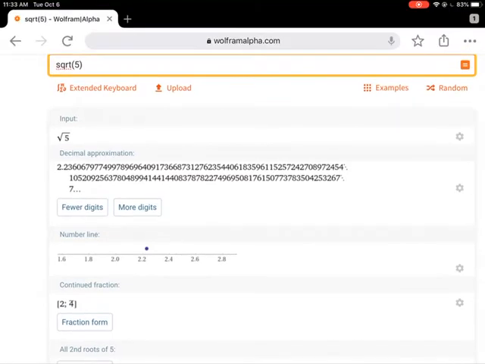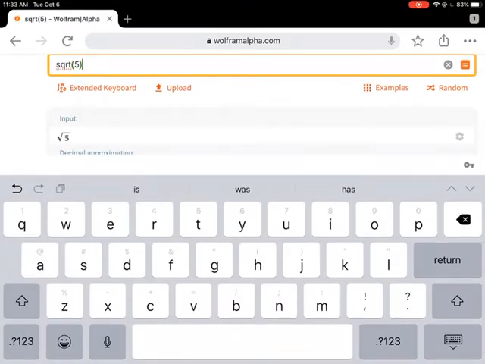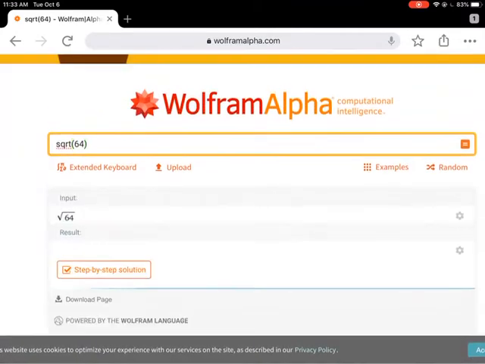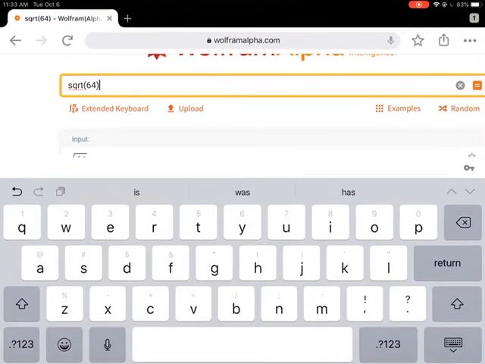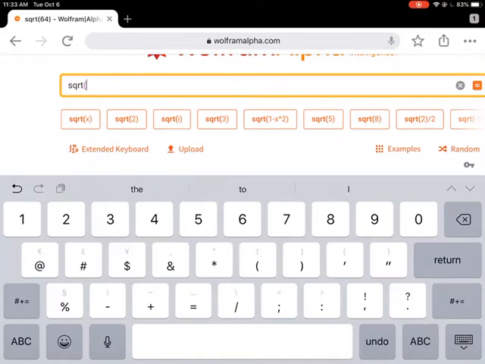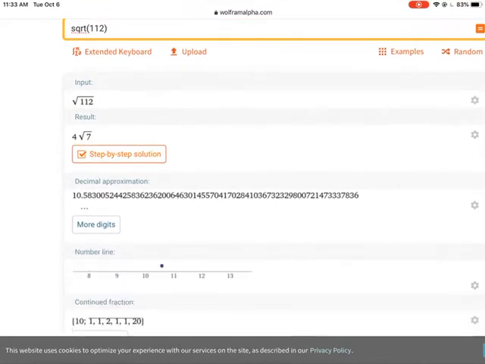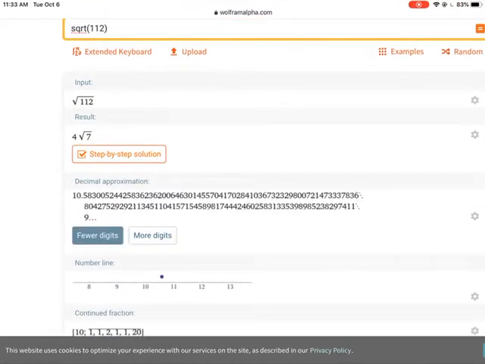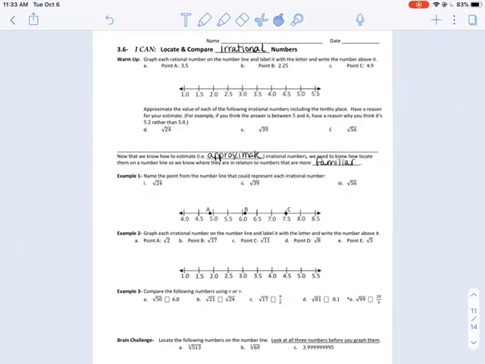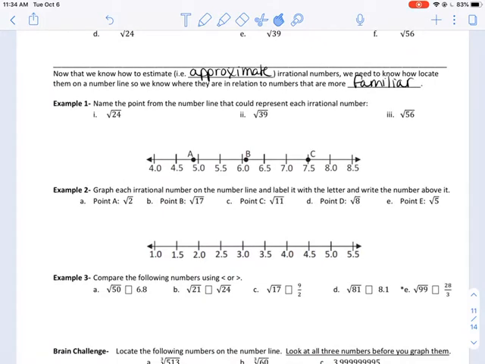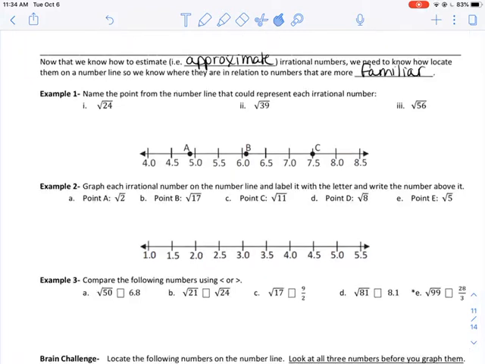Basically, the pattern that we find is that if we have a square root of a perfect square, like 64, it's going to end up being rational because it simplifies to an integer. If we have a square root of any other number, like 112, which is not a perfect square, then it's going to end up being irrational. It goes on forever and it does not repeat. The irrational numbers you're going to deal with are frequently square roots and also pi. You should know what pi is. It's about 3.141. Let's go ahead and see some types of problems that we would normally do.